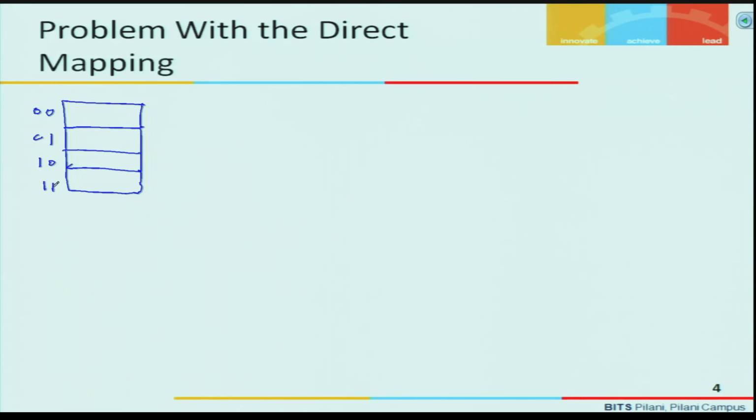There are 4 lines, so that is why 2 bits are sufficient. And let us say main memory addresses are generated by the processor. So, the addresses generated are, I am saying, the block number or line number. So, the main memory block number addresses.